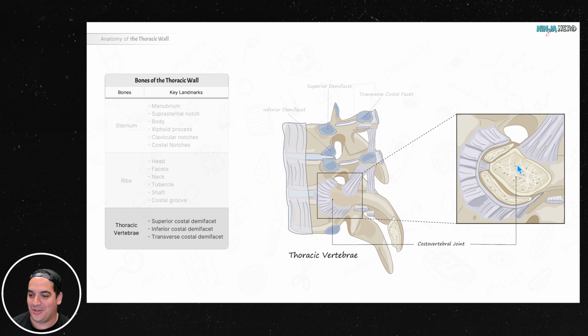And so it's actually interesting. So to recap that, because I know it sounds really weird. Again, the superior facet on the rib articulates with the inferior demifacet of the upper thoracic vertebrae, and the inferior facet of the rib articulates with the superior demifacet, this one, of the lower thoracic vertebrae. So it's a really cool joint.